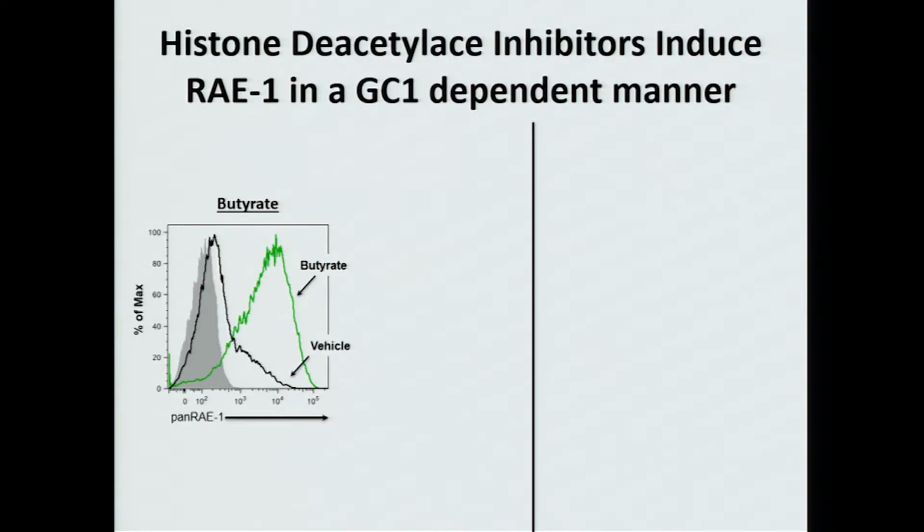And this is really important because it had been previously established in the Raulet lab as well as other labs that chemical inhibitors of HDACs are strong inducers of NKG2D ligand expression. And you can see that here with the inhibitor butyrate, you get a strong expression of RAE1 as compared to vehicle control.